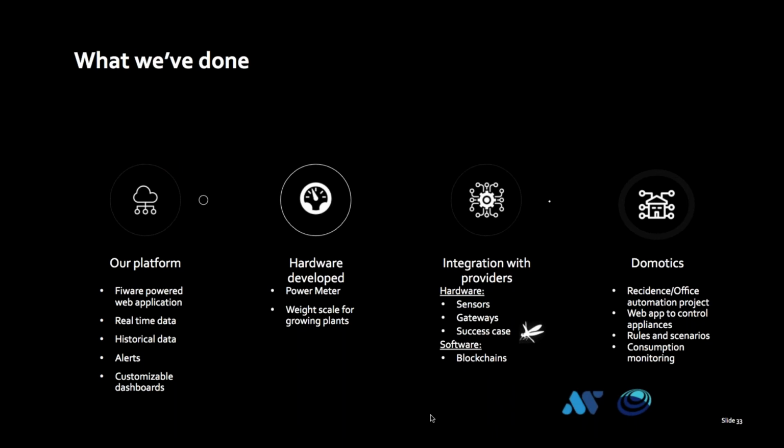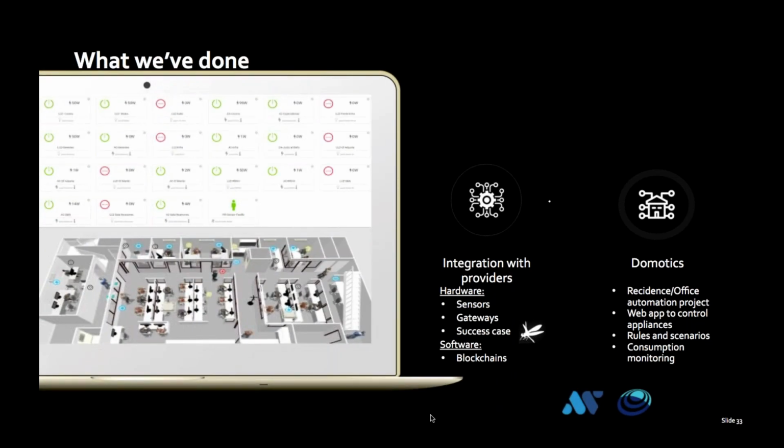Next one, please. The last project I want to tell about is a Domotics project that is intended to automate offices and residences. It's a FIWARE-powered application that is web-based and lets you control different appliances and monitor the consumption of electrical power. Next one, please.